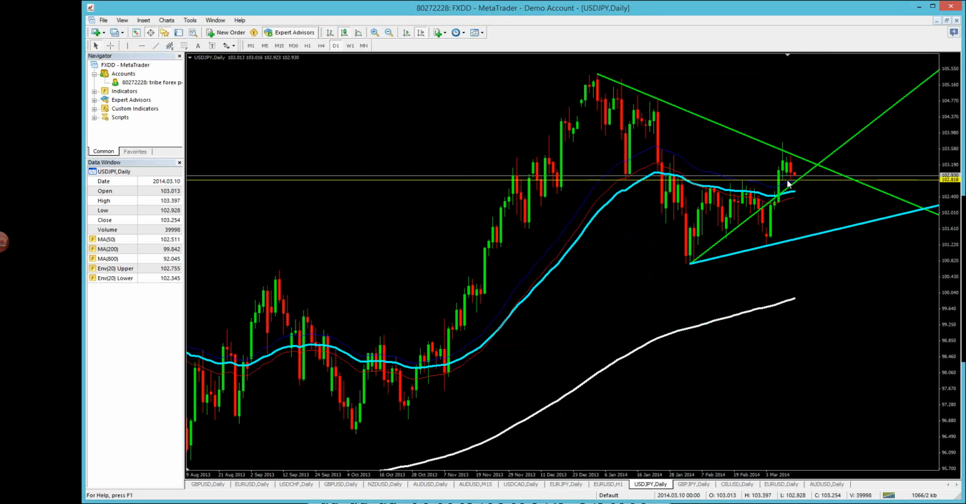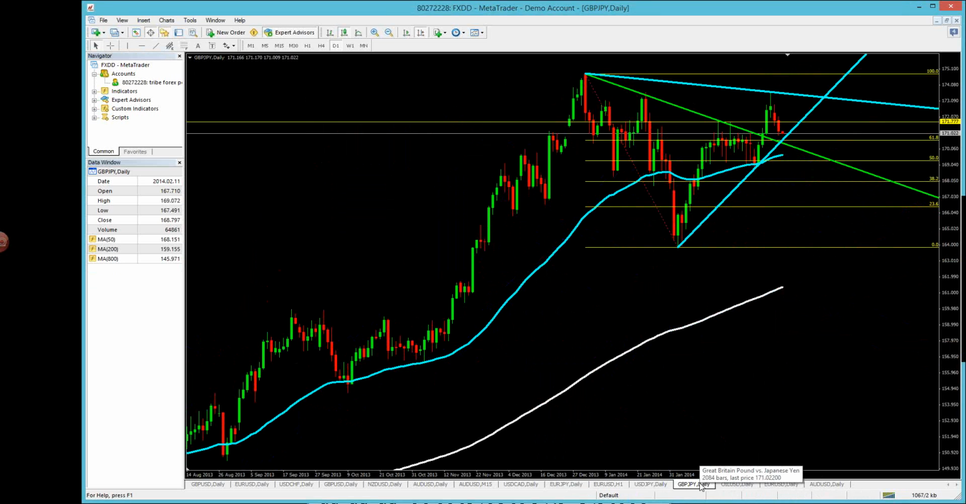And about 102.81 is basically our low, our floor there. And so we're going to look for a bounce off and a move back up on this dollar yen for that reason until we get news out of Japan.